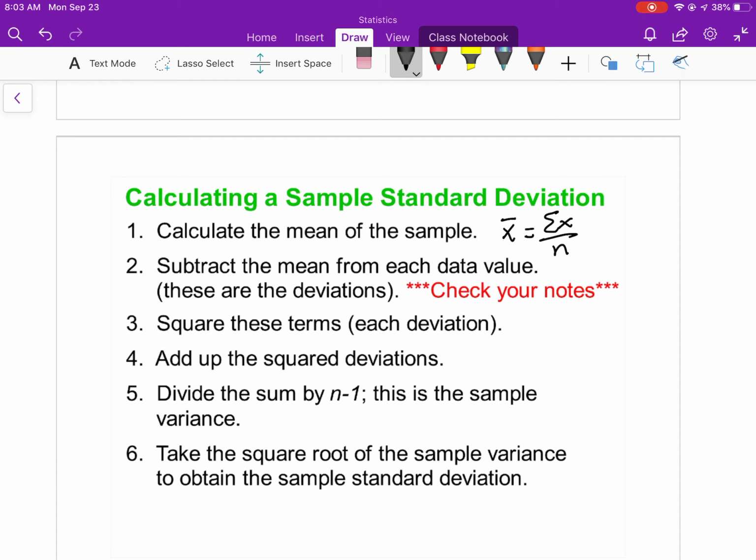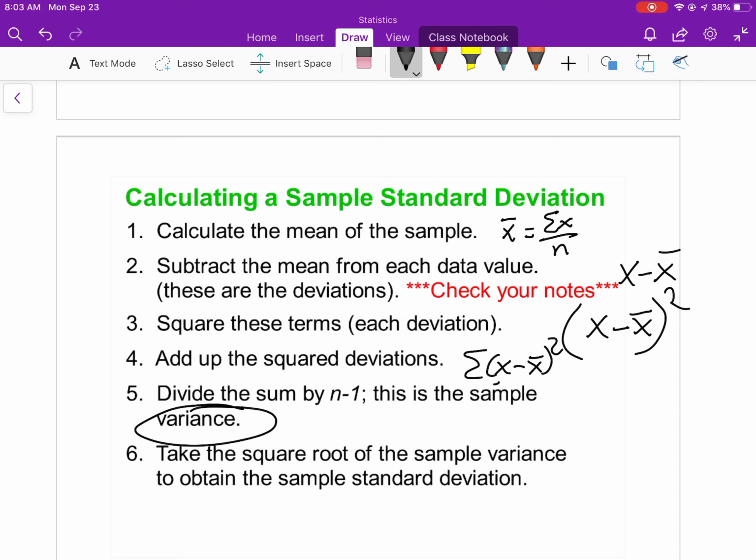Here's the x minus x bar. Next, you're going to square those numbers. And then finally, you're going to sum them up. Okay, so now that's the numerator of your fraction. Then you're going to divide by n minus 1. Now right there is your sample variance. If you want the sample standard deviation, take the square root of that, and there you go.